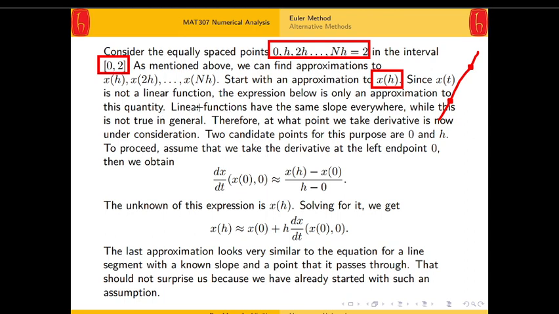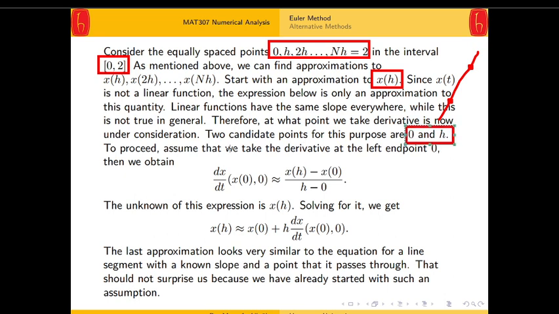Okay, so for this reason, we need to choose at which point we will take the derivative. We will evaluate the slope. Therefore, at what point we take the derivative is now under consideration. So there are two candidates. If we are moving from 0 to h, the first candidate will be evaluating the derivative at 0. The second candidate will be h. Okay, so there are two candidates. We have 0 and h.